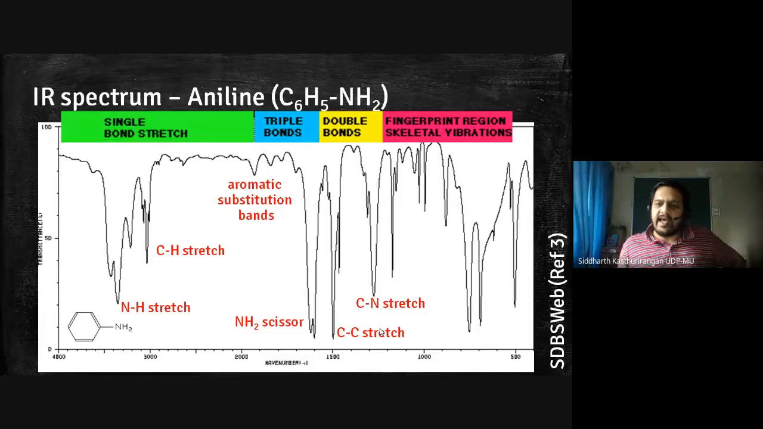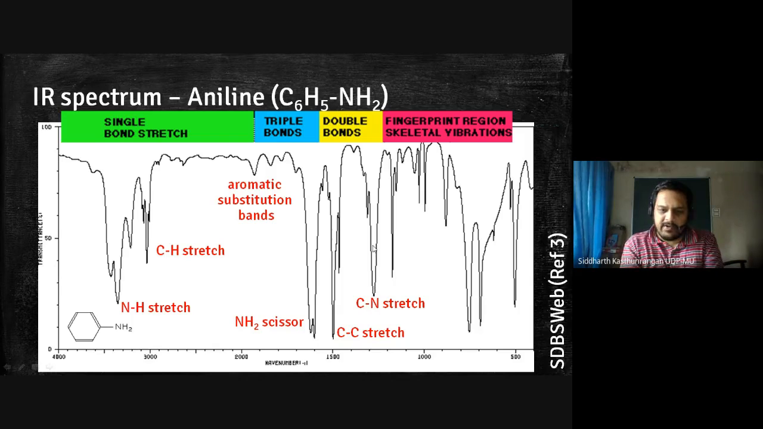And this is what an actual spectrum looks like. This is a spectrum for a compound called aniline. It is basically a benzene type ring, except that at one of the carbons, the hydrogen is removed and an amino group, NH2 group, is attached over there. And for this particular substance, there are several important indications in the infrared spectrum.